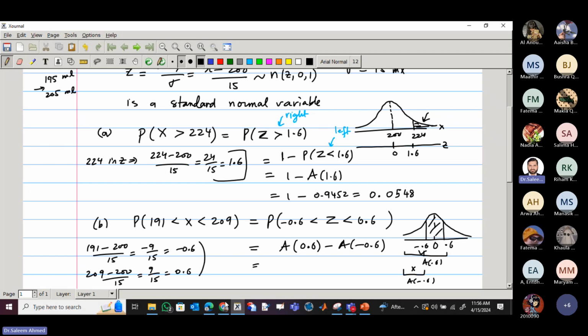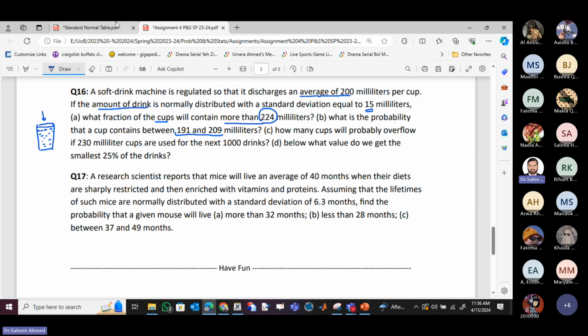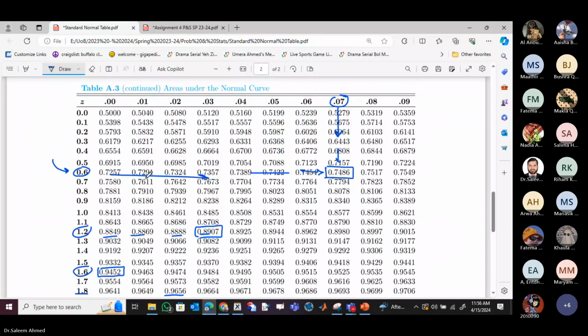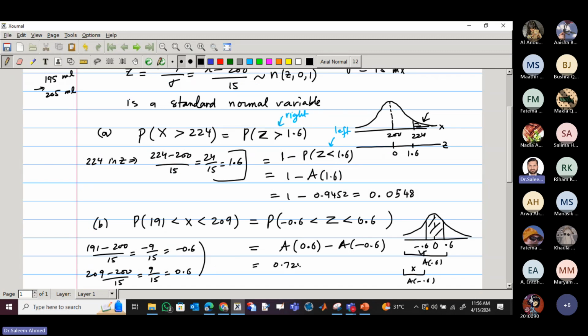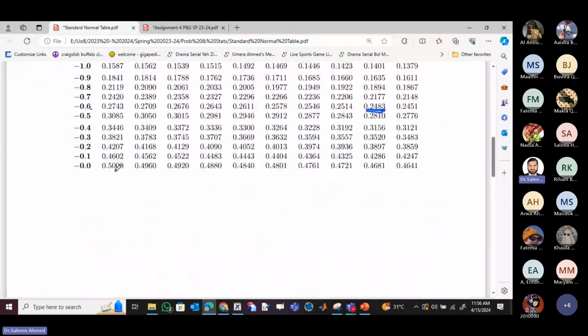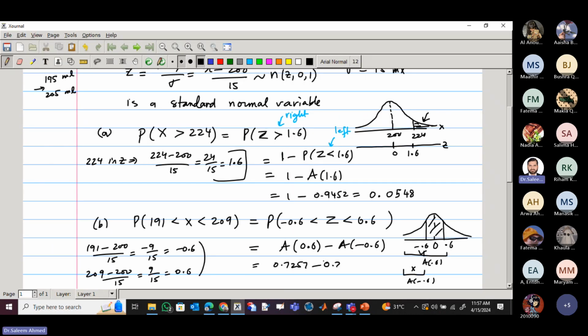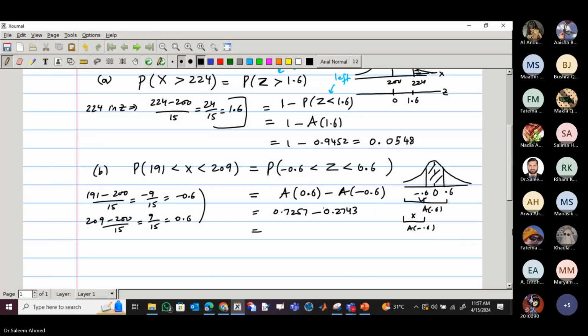So the area at 0.6 is this one, 0.6 under 0, 0.7257. And then minus the area at minus 0.6. Minus is above here. So minus 0.6 under 0, 0.2743. So if you subtract, you will get the answer. So whatever answer you get, you can write here, okay?